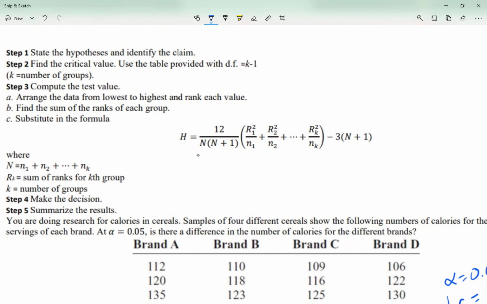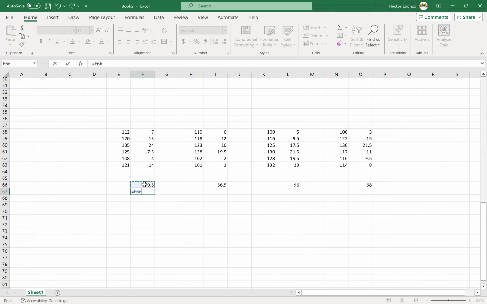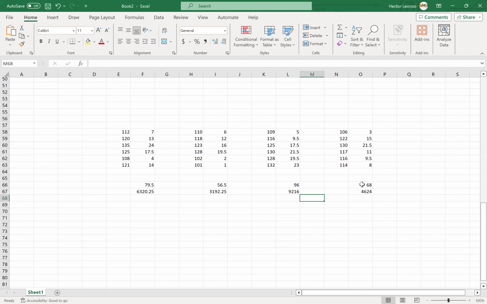So I'm gonna go back to my calculator. And I'm gonna say this number times itself. This number times itself. This number times itself. And then lastly, 68 times 68. So I squared each of them.